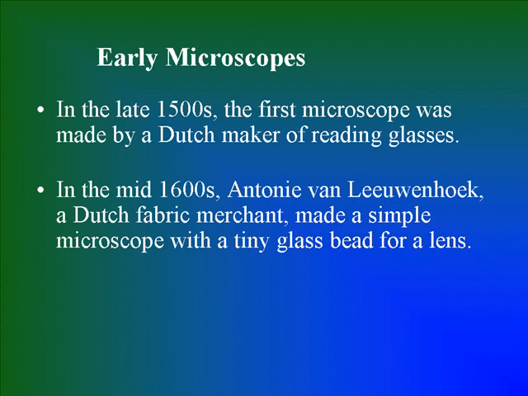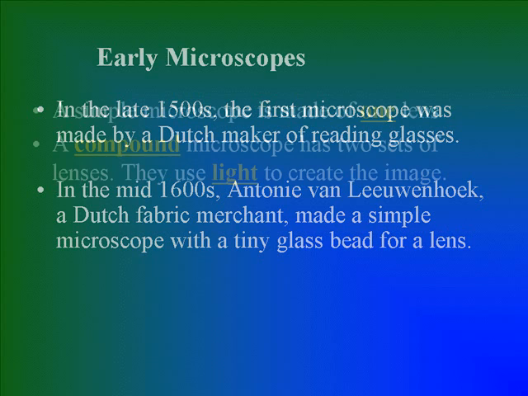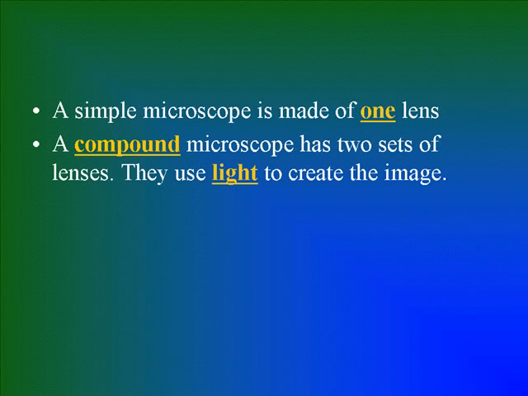Okay, and later on, a gentleman named Antoine van Leeuwenhoek. That's a fun name, Leeuwenhoek. Anyway, in the mid 1600s, he was only a fabric merchant, but he made a simple microscope with a tiny glass bead for a lens. It was very, very simple, nothing like today's. What do we mean by simple? It means that basically it has just one lens. Now, the ones we're going to use are a bit more exciting. They're called compound microscopes because they have two lenses and they're going to use light to create the image.